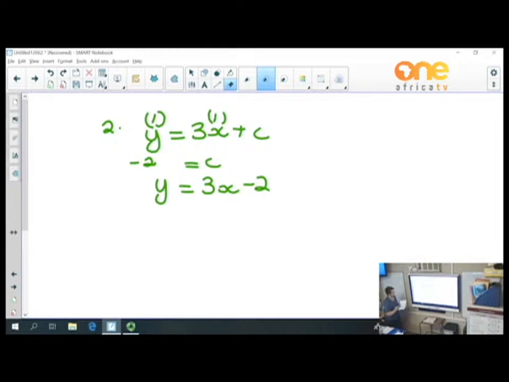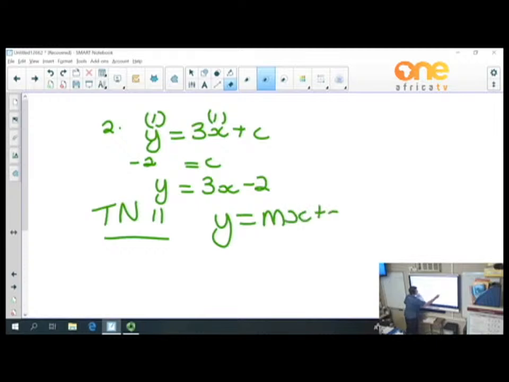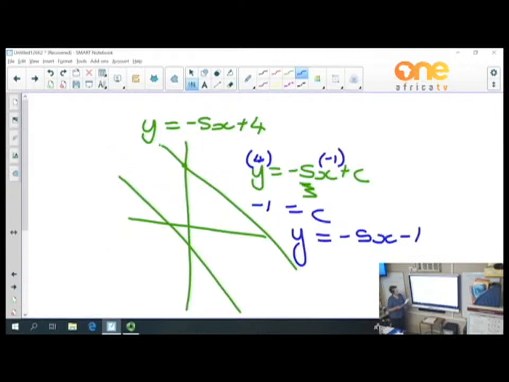Now I want you in your books to start with try now 11. Try now 11. Remember, everything is now about y is equal to mx plus c. So this is try now 11, number 1. You want the equation which is parallel to this one. Because it is parallel, it will have the same gradient.